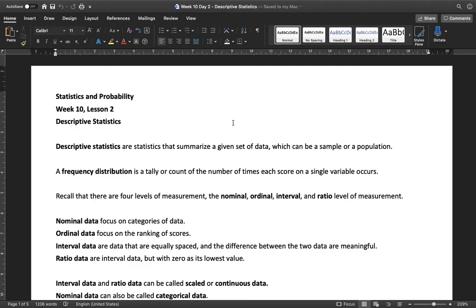Hey everyone, today we're going to discuss descriptive statistics. Sa part ng lesson natin ngayon, we're gonna focus on how we're going to interpret data. And this is especially useful kapag nag-research na kayo next year.